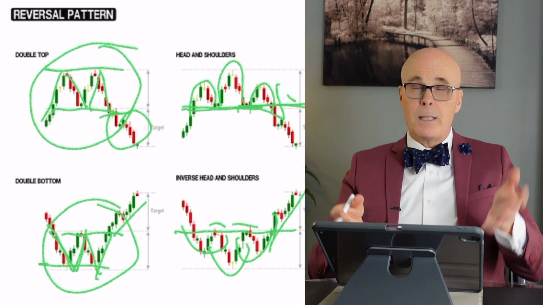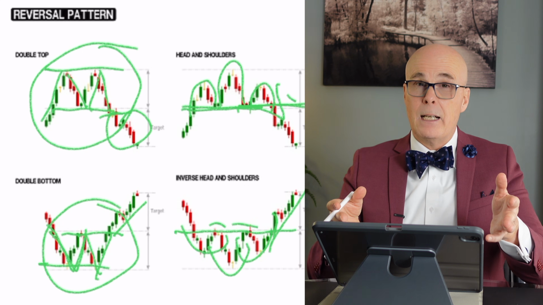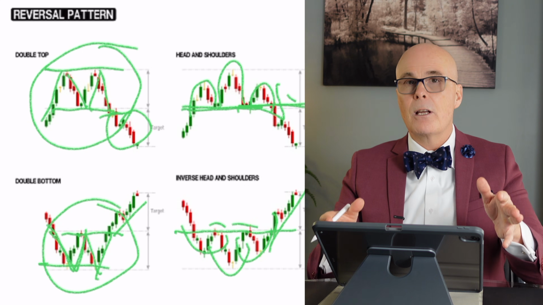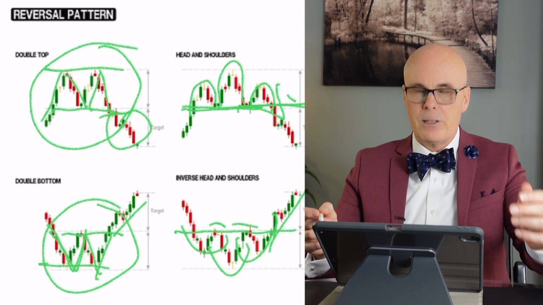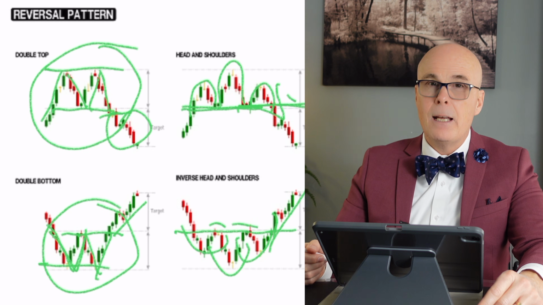So this is actually a very recognizable pattern. When you start looking at stock charts, you will see head and shoulders bottoms fairly frequently at key inflection points. So it's one you should understand.